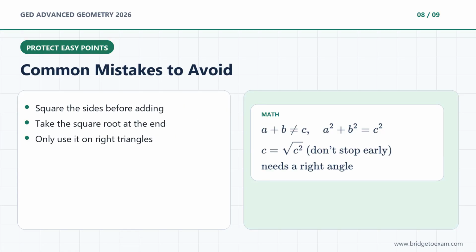Before we finish, let's dodge the three most common Pythagorean traps. First, do not add the side lengths directly. You must square them first. Second, do not forget the final square root. C squared is not the answer. C is. And third, only use the theorem on a right triangle. If there is no right angle, the rule does not apply. These small habits protect a lot of easy points.